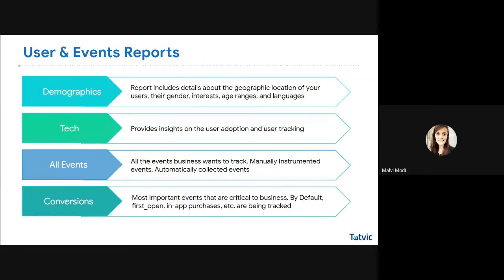For the events report, we have all events and conversion reports. All events is nothing but whatever events we are tracking on our analytics. The list of all the events is depicted on the all events report. It also includes manually instrumented events or the automatically collected events.